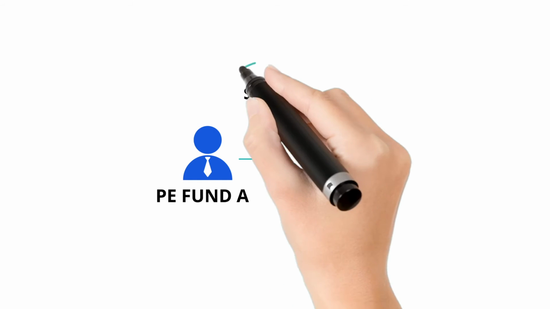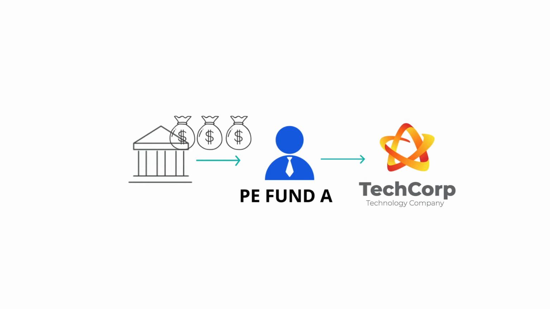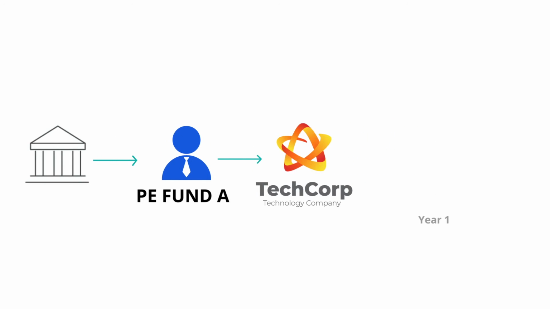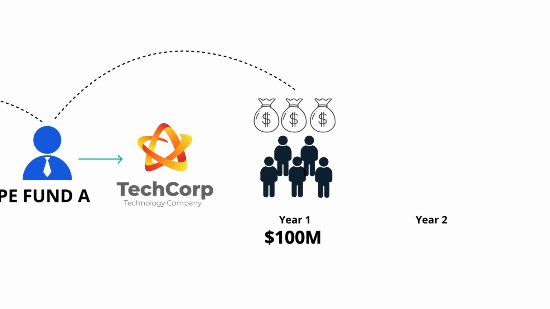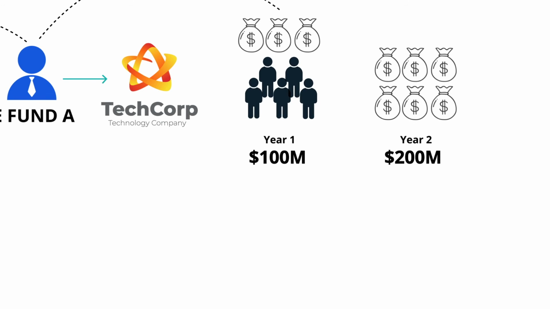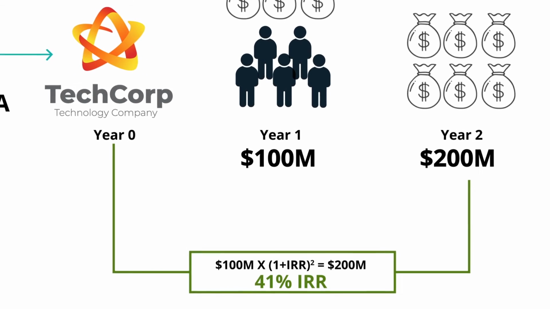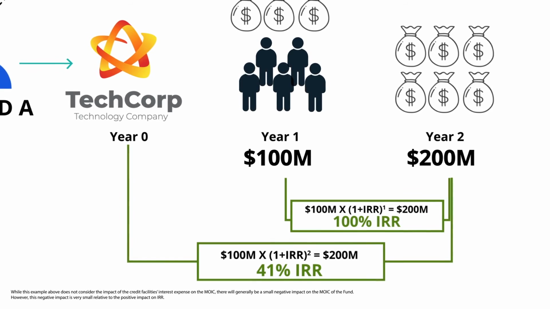Let's say that private equity fund A wants to invest in a tech company that needs $100 million in funding. At the time of the investment, the manager uses the credit facility loan to invest $100 million. 1 year later, the fund collects or calls $100 million from different investors to pay back the credit facility. By year 2, the fund sells the investment for $200 million. In this scenario, the IRR from the time of initial investment equates to 41%. However, investors experience a 100% IRR based on the time of their initial capital call.